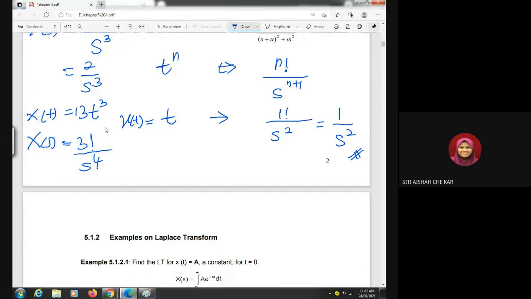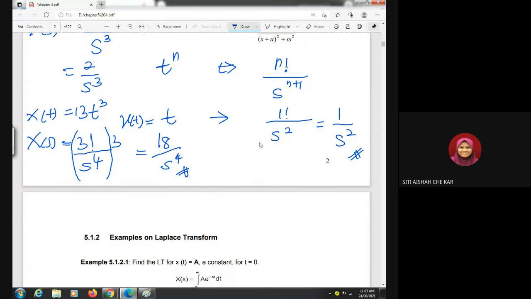Ni amplitude scalar. Okay. Sebab dia 3 kan? So 3 factorial you get 6 lah. 6 times 3? 18. Yes. So this is your answer. Okay? Clear yang this one?